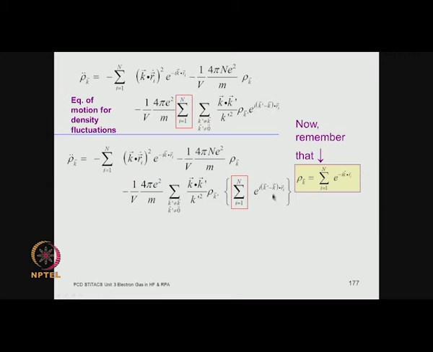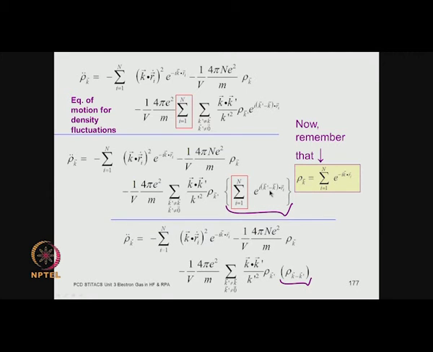What you have in this beautiful bracket is just a term similar to this, except that you have an argument which is k prime minus k, and that will give you the Fourier component k minus k prime. So this is the Fourier component rho k, this is the Fourier component rho k, and this will be the rho k minus k prime component, right?